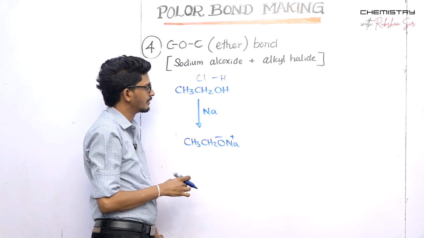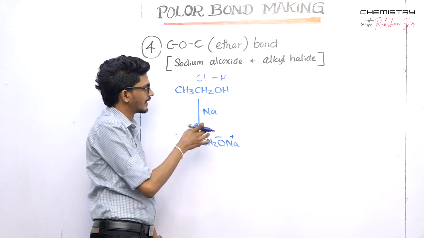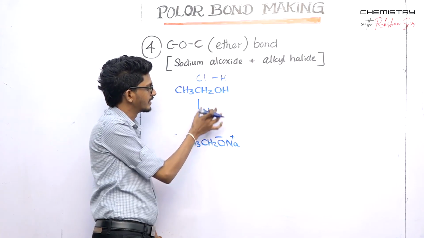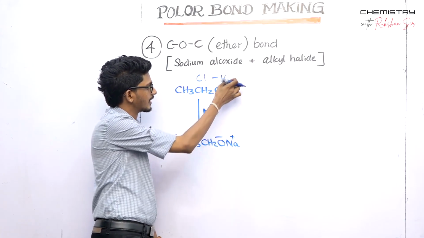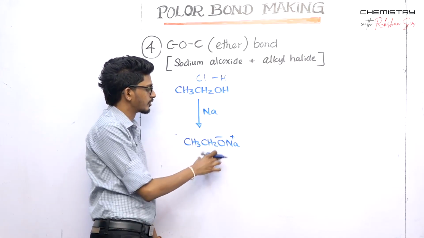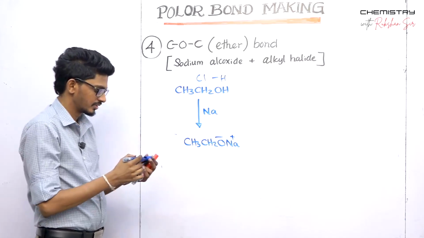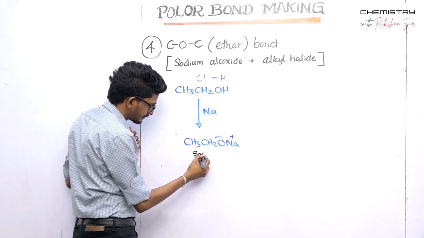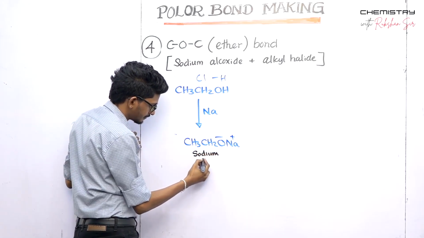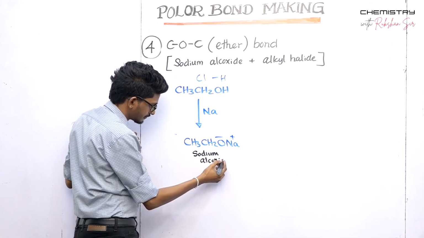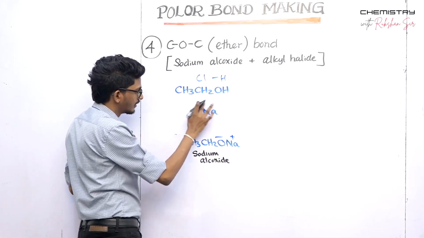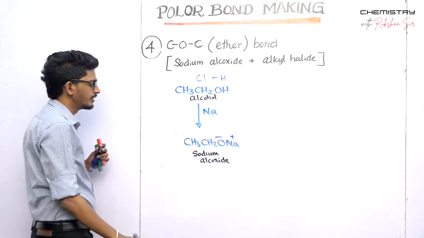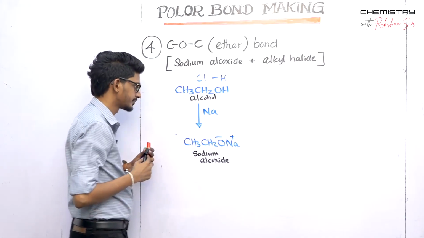So if you do the same with this one, it is going to be Na this thing, CH2CO minus Na plus, and H2 will release. That thing is referred to as the sodium alkoxide. This is the alcohol, no? So from the alcohols you create the sodium alkoxides.